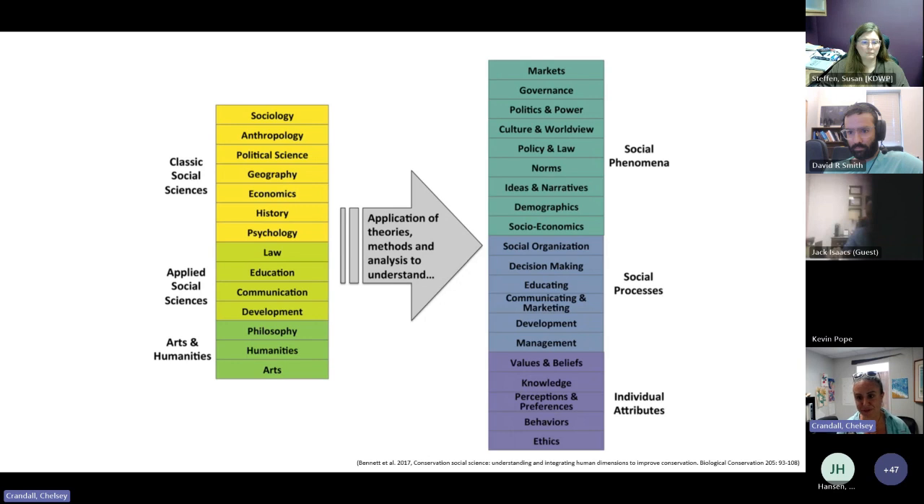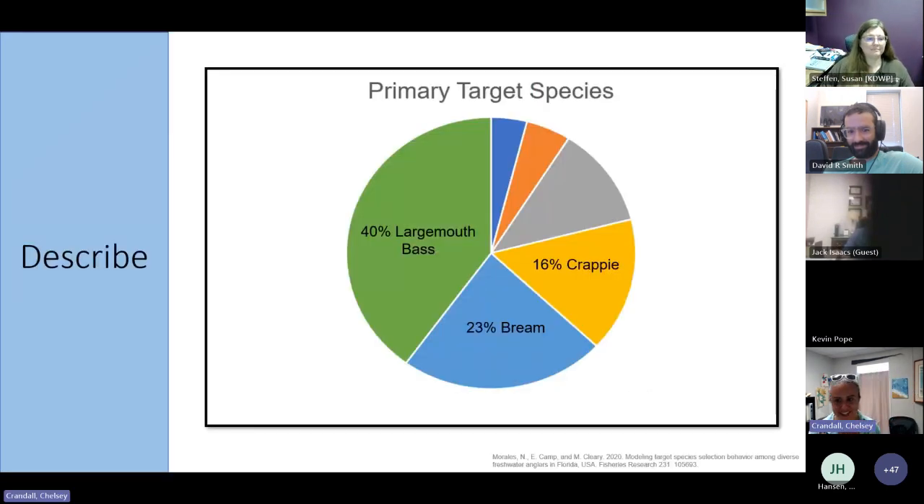But we can also use social science to understand social processes. Look at how decision-making occurs, look at the process of management. And we can use social science to better understand larger scale social phenomena, things that are happening across communities, across scales. Look at things like norms, understanding governance structures, cultures, worldviews, and more.